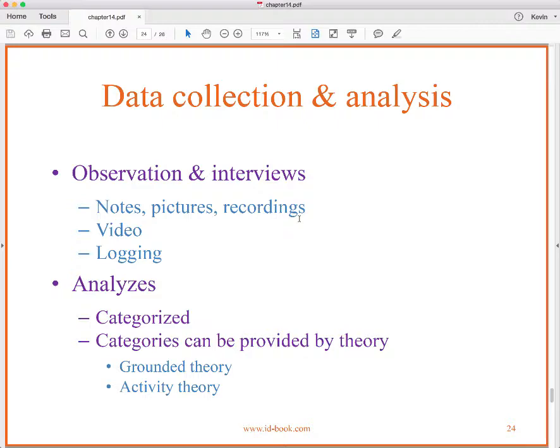And then we need to analyze these findings. So we're going to need to categorize them. And how can we categorize them? Well, let's go back to some other discussion that we had earlier in the course about social science research. We can discover the categories, or we can determine the categories using the things we learned about grounded theory, or perhaps activity theory. So perhaps a look back at those kinds of things, which are a number of chapters ago, will be helpful at this point.